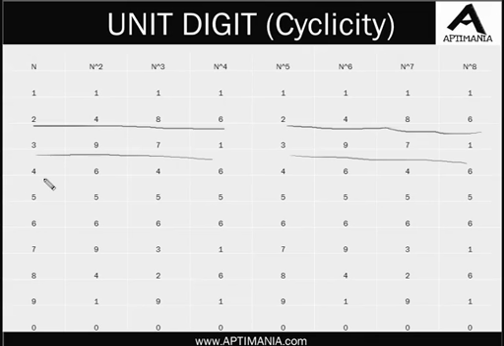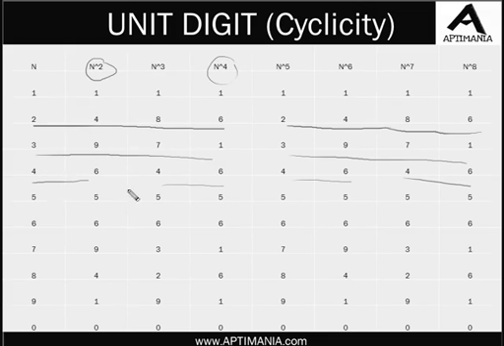A number ending in 4 will follow a cyclicity of 2. That is 4, 6, again 4, 6, then again 4, 6. Or we can say that if a number that ends in 4 is raised to any even power, then it will always end in 6. And if it is raised to any odd power, then it will always end in 4, right?